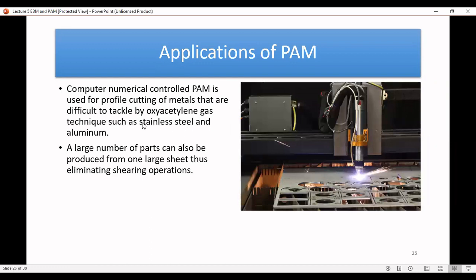Another application of PAM: CNC PAM is used for profile cutting of metals that are difficult to tackle by oxy-gas techniques, such as stainless steel and aluminum. A large number of cuts can be produced from one sheet, eliminating the shear operation. So rather than using shear operation, you can use this. You can stack the sheets up and then do multiple cutting using this method.